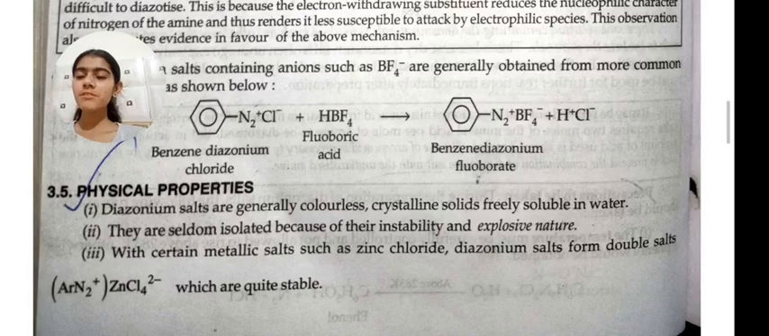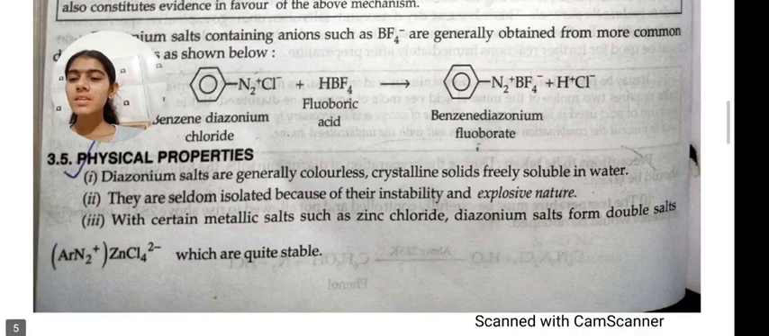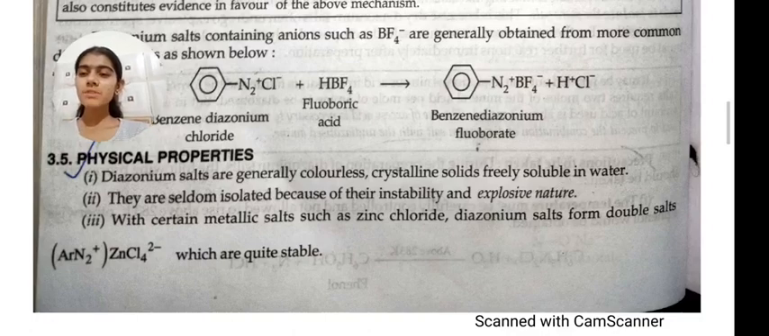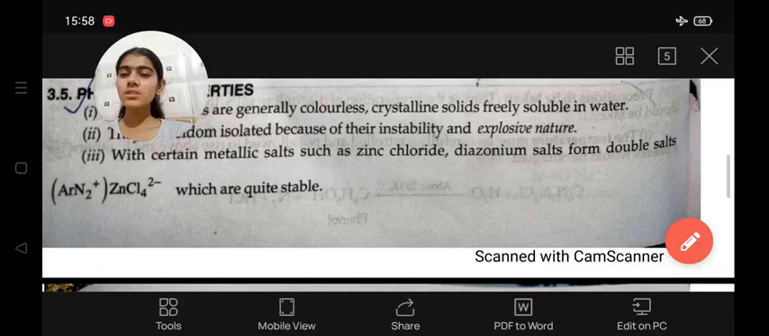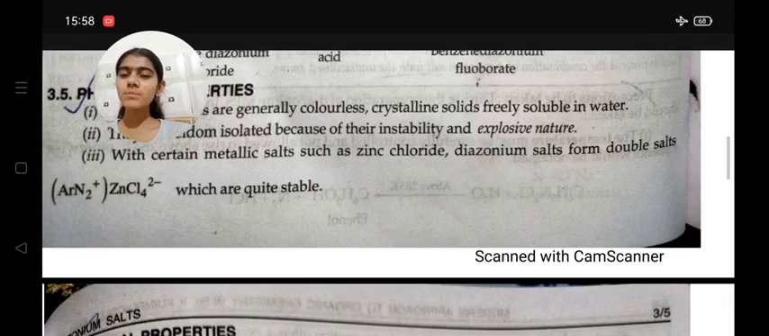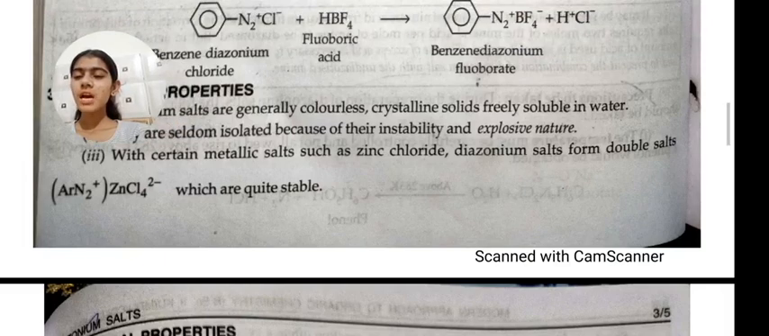The reaction of benzene diazonium chloride and fluoboric acid gives us benzene diazonium fluoborate plus HCl. Physical properties of diazonium salts. Diazonium salts are generally colorless crystalline solids freely soluble in water. They are seldom isolated because of their instability and explosive nature. With certain metallic salts such as zinc chloride, diazonium salts form double salts which are quite stable.